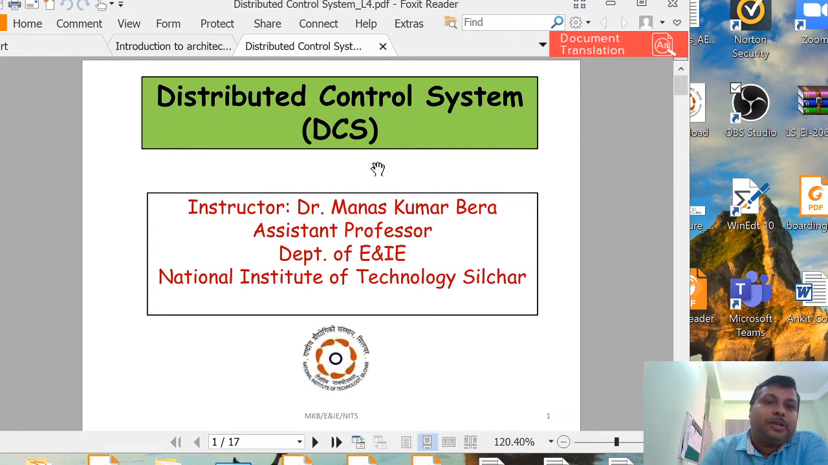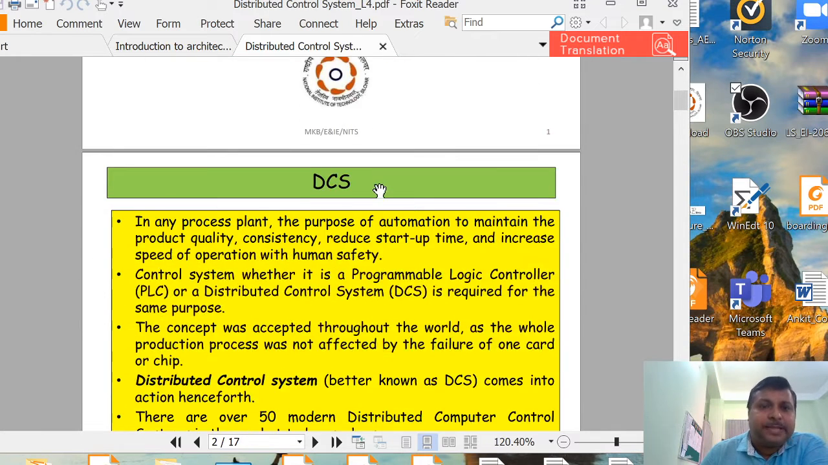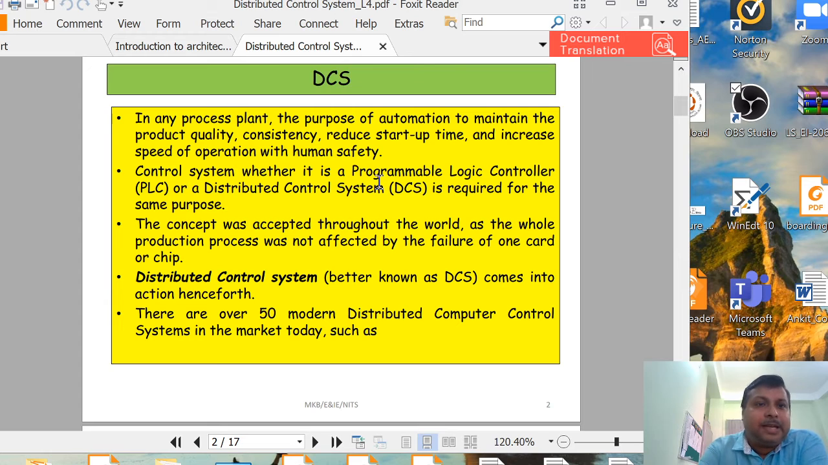Today we are going to discuss the hardware and the hardware components required for a distributed control system, and also we will understand how the signal flows through the hardware in a DCS. As an introduction, in any process plant, the purpose of automation is to maintain product quality, consistency, reduce startup time and increase speed of operation with human safety. A control system, whether it is a programmable logic controller or a DCS, is required for the same purpose. So the purpose is to automate the plant.